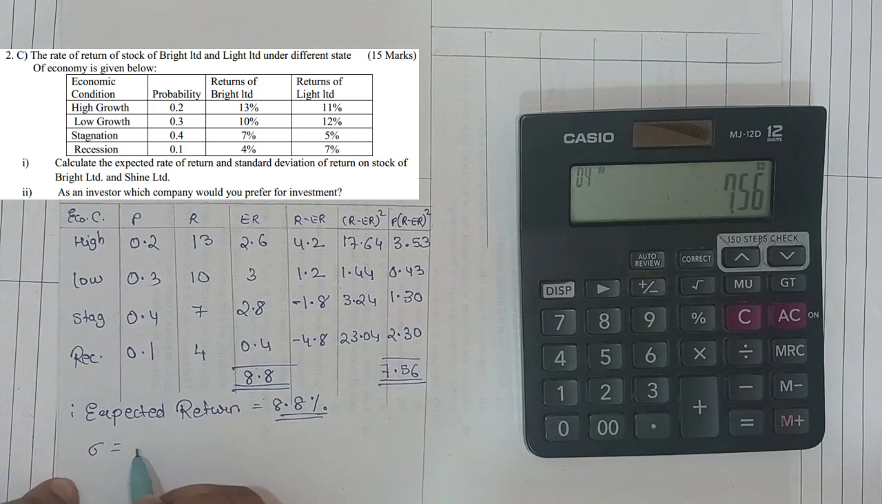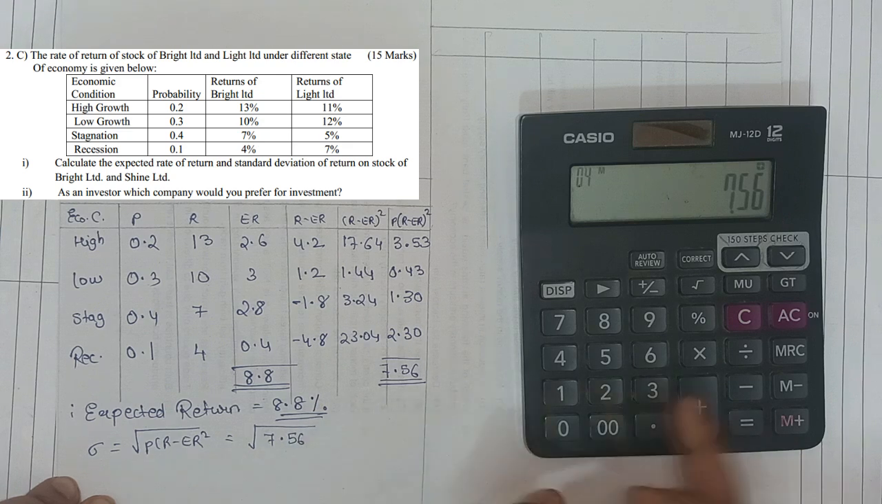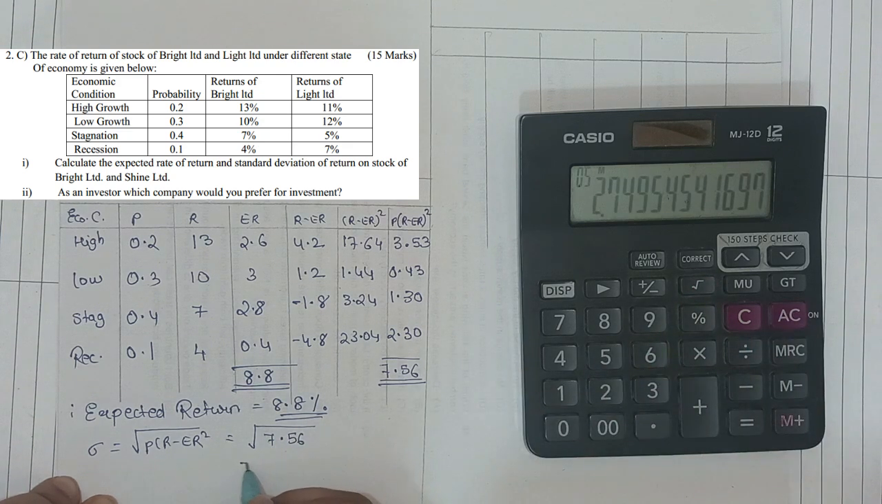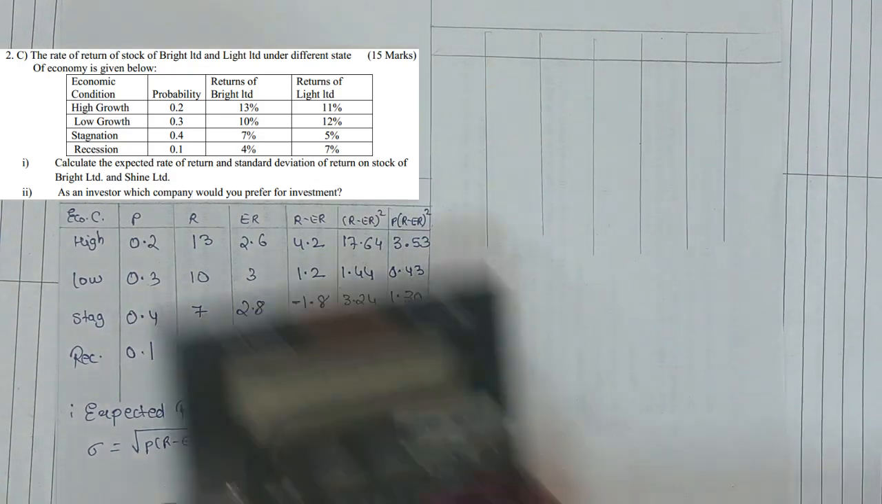So now standard deviation is the root of variance, which is P into R minus ER the whole square. So that is nothing but the root of 7.56. We found that it comes to 2.749, or 2.75. So our standard deviation of Bright Limited is 2.75. Expected return is 8.8%.